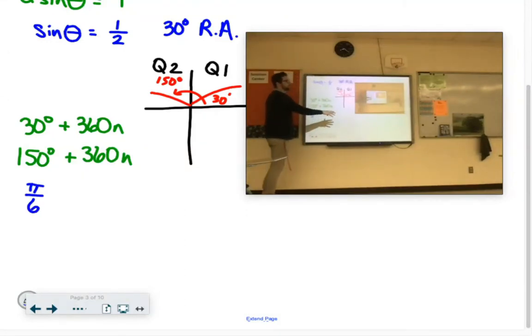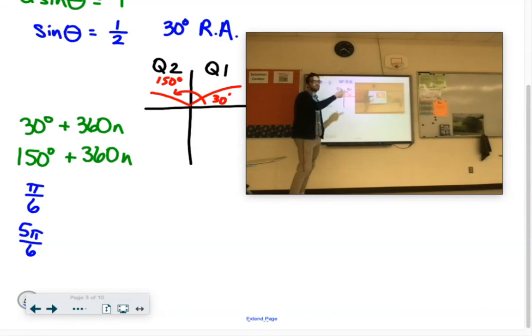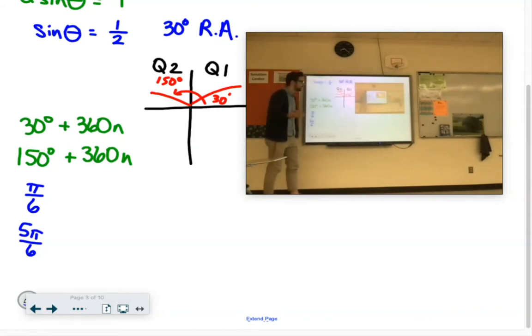We'll do the coterminal things in a second. If 30 degrees is pi over 6, 30 goes into 150 5 times. So that would be 5 pi over 6. Now we'll list the coterminal angles with radians. What do you call one revolution in radians? That would be 2 pi. So just like here we said plus 360n, here we'll say plus 2 pi n.